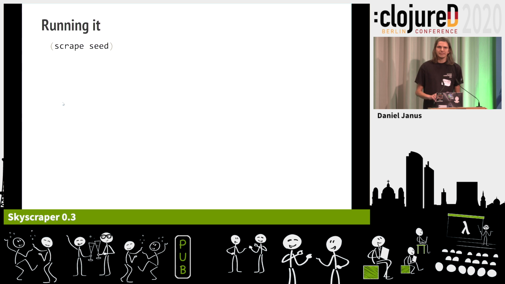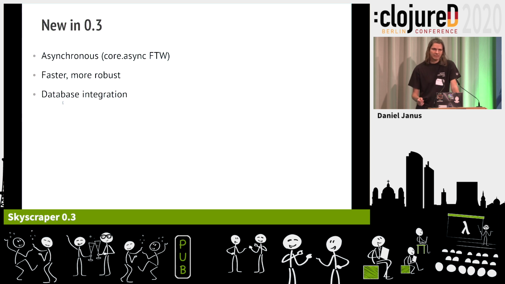So this is Skyscraper. This is how it worked from its initial days. The new version that got released two weeks ago or so is a rewrite from scratch. It's based on core.async now. So it's faster, it's asynchronous, it's much more robust. It's much more battle-tested, it has better documentation. And the thing I'm particularly proud of is the database integration that I want to tell you about.